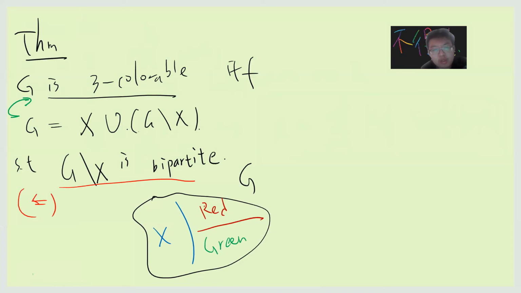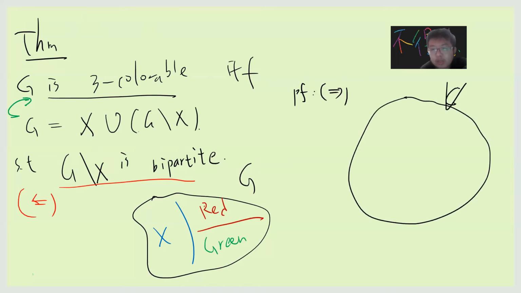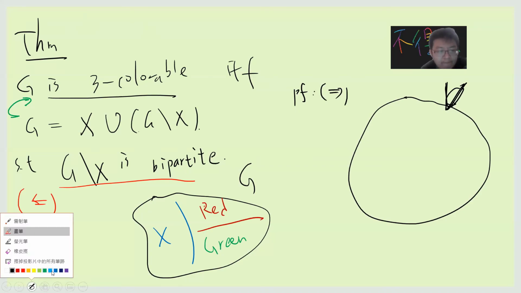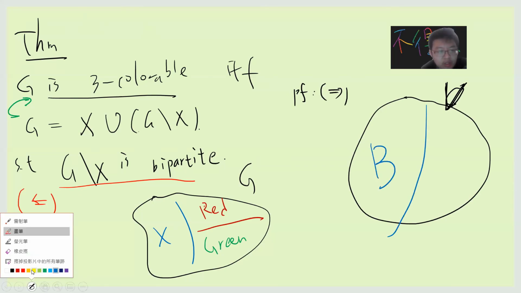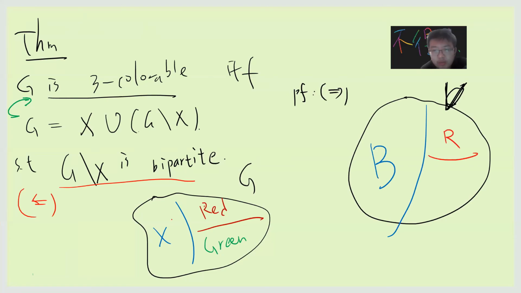If G is three-colorable, then one can solve the independent set. This maybe you need to think about a little bit. So let's prove the other direction. Let's say G is three-colorable. That means I can find three colors, so I can separate the vertex set V into three parts. Let's say this is a blue part, the red part, and the green part.